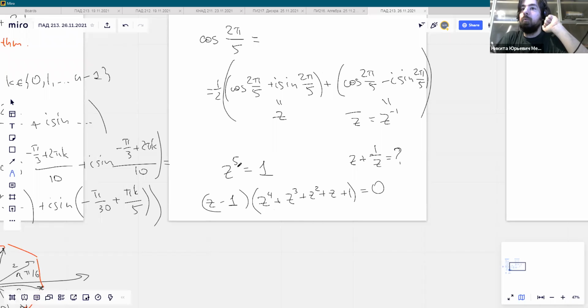So if I put 1 to the left-hand side and split this into 2 brackets, the first one is Z minus 1, the second one is like this. And the second one doesn't look nice, but still, as my number Z doesn't equal 1, look at it. It is not 1, right? Cosine of 2 pi over 5. I don't know what it equals to, but certainly not 1. Okay.